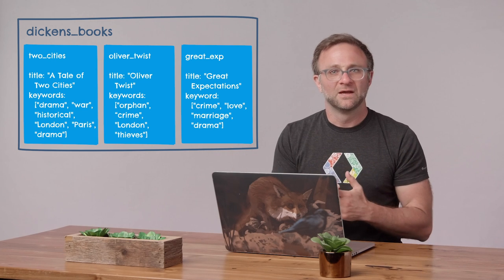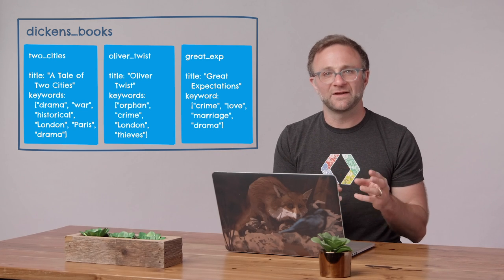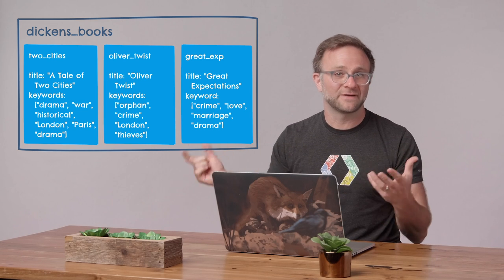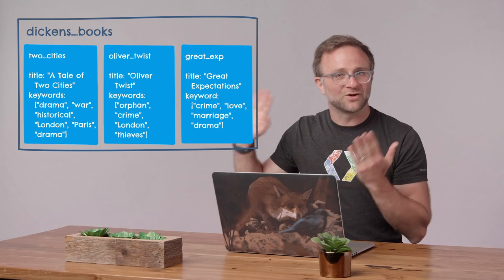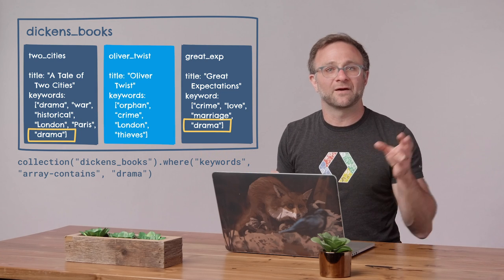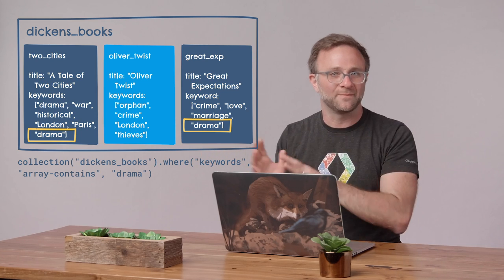or crime? Well, we now have an array contains querying feature that will search for documents in a collection where an array contains a certain value. So I can keep my keywords in an array like this and say, hey, let's find all dramatic books by looking for books where keywords array contains drama.